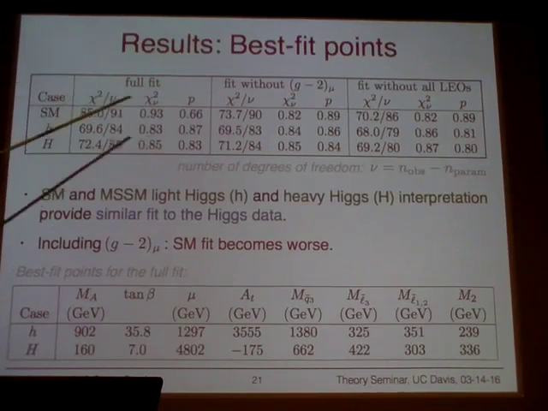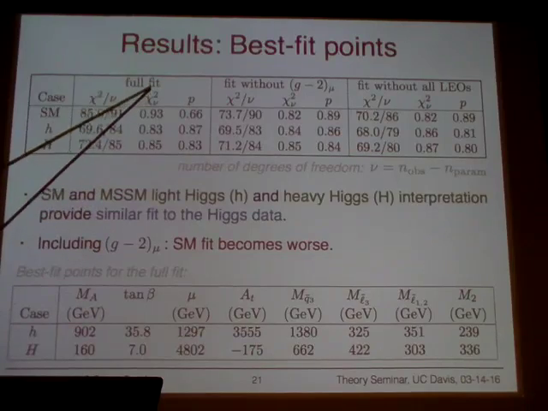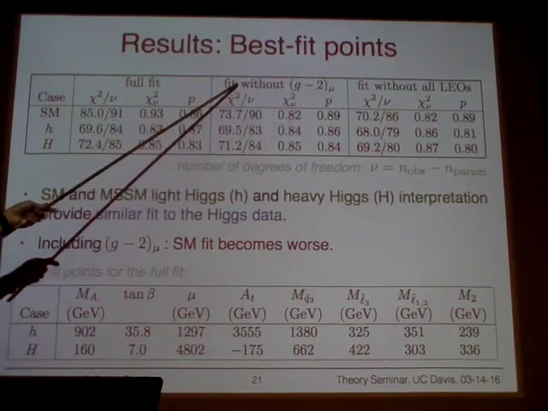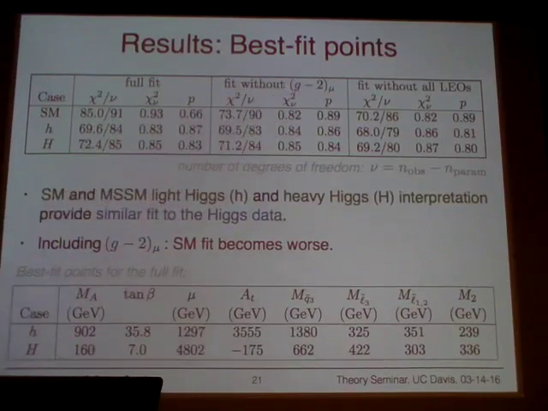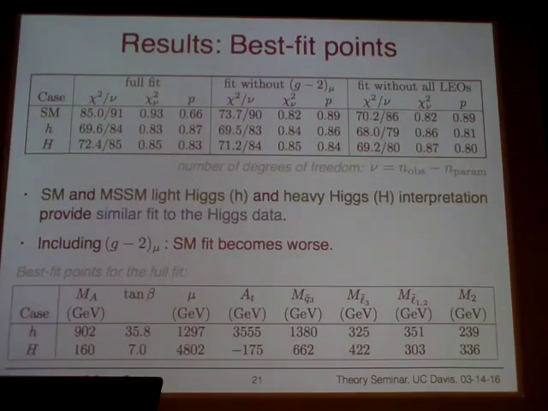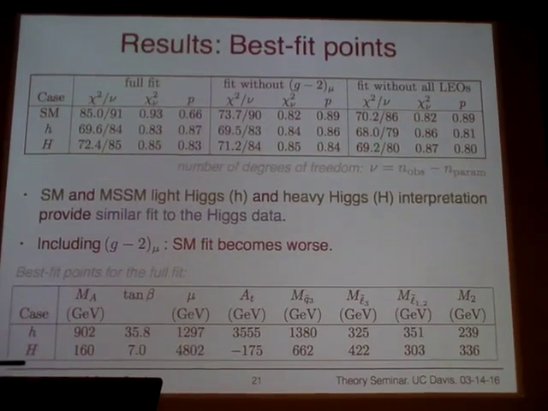So this table gives you the chi-square outcome for the standard model, for the best fit in this light Higgs interpretation, and for the heavy Higgs interpretation. For the full fit, meaning all observables are included, for the set if we leave out the anomalous magnetic moment of the muon, and if we leave out all the low energy observables, just fitting to the Higgs data.